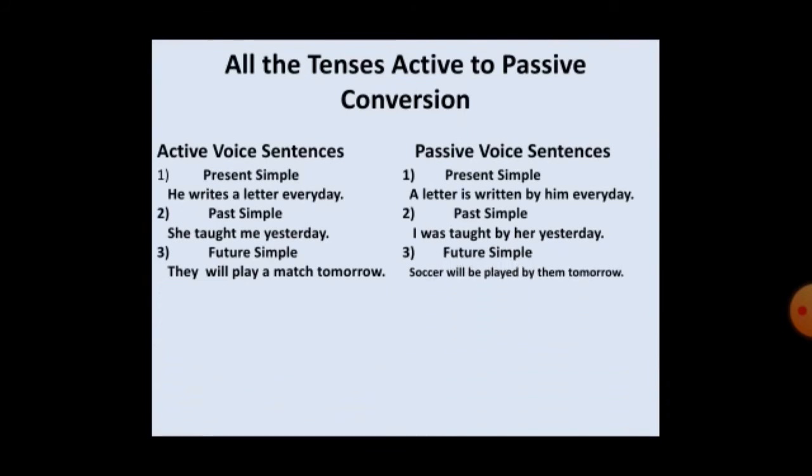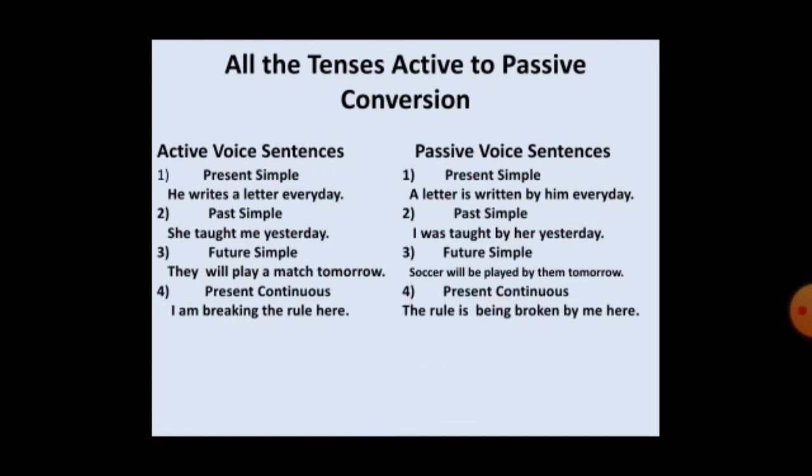They will play a match tomorrow, so a match will be played by them tomorrow, so don't worry about these subjects. I have just changed the subject, but tense is same. Okay, so in active voice they will play a match tomorrow, so a match will be played by them tomorrow. Don't worry about it, friends. Present continuous, I am breaking the rule here. So when we convert into passive continuous, the rule is being broken by me here.